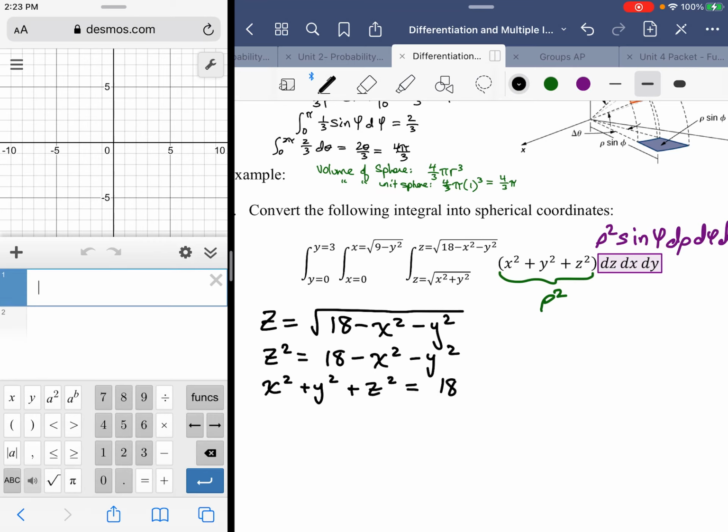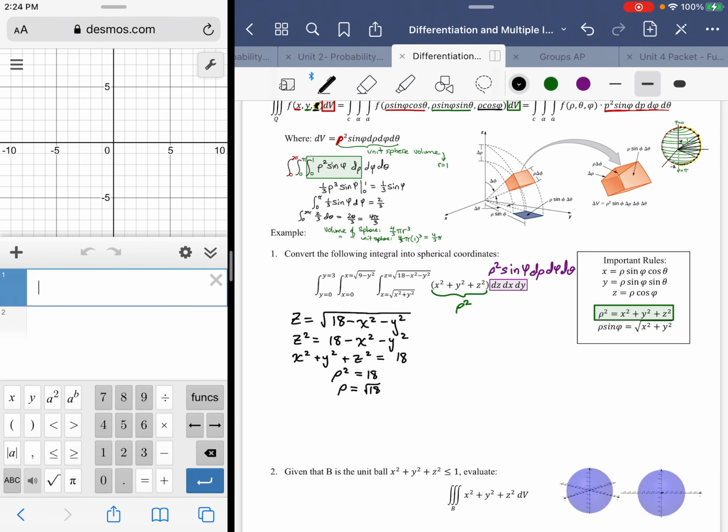That should seem fairly familiar, because that's a measure of rho, or at least a relationship that involves rho. So rho squared is equal to 18, making rho equal to the root of 18. Now, we don't have a diagram here, but we could, suppose. We're looking at a sphere, and that sphere needs to be bounded on two ends. So we know that one end is going to be bounded by rho equals the square root of 18. It's just, okay, well, what's the other end?